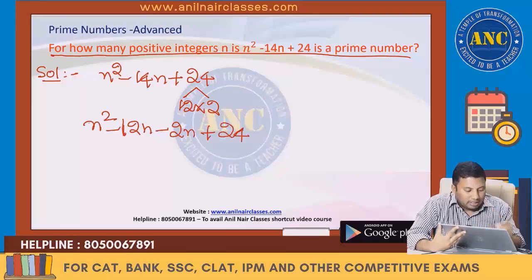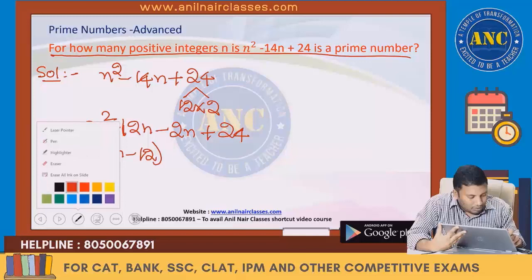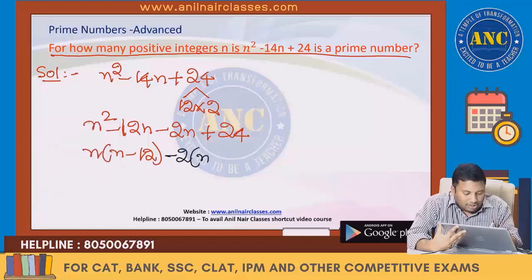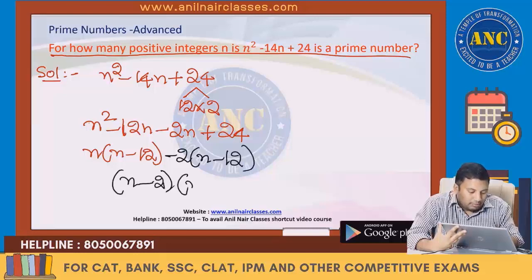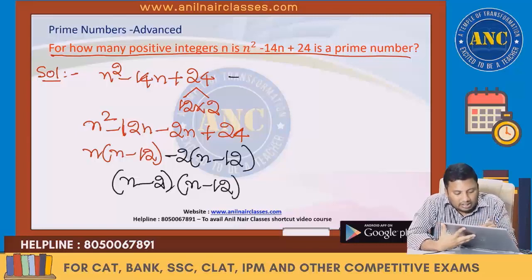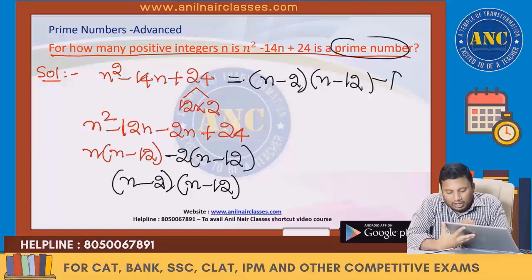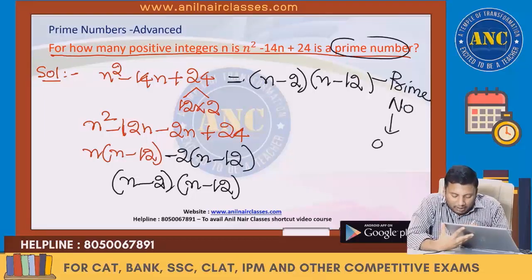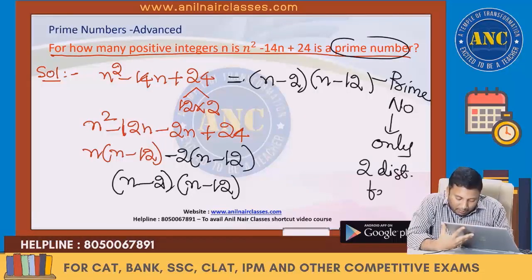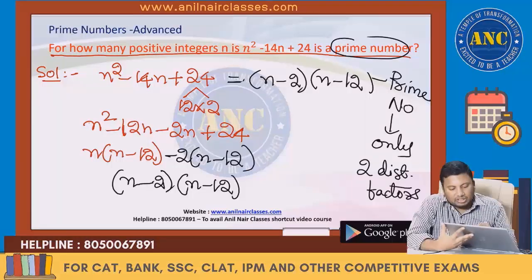This is nothing but n into n minus 12 minus 2 into n minus 12. So this is nothing but n minus 2 into n minus 12. What is he saying? This is a prime number. What is the definition of a prime number? A prime number has got only two distinct factors.